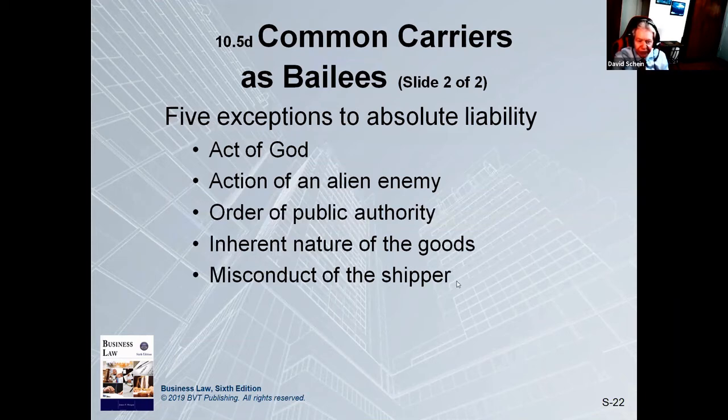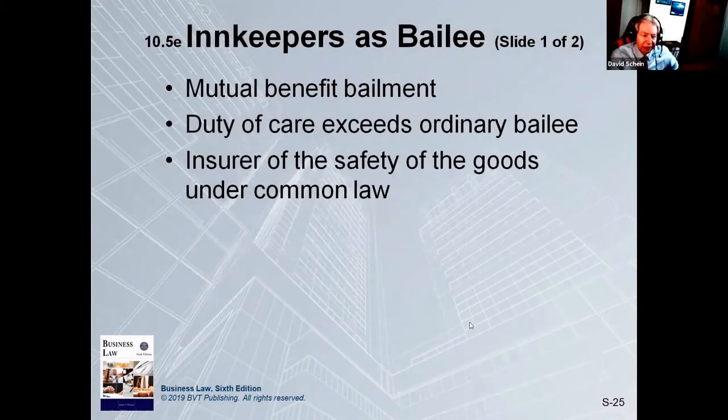The common carriers can invoke the following exceptions to liability: an act of God, like a hurricane, action of an alien enemy, like an invasion or the incidents on 9/11, order of public authority, the inherent nature of the goods, and the misconduct of the shipper. Now, another element of bailment is for innkeepers.